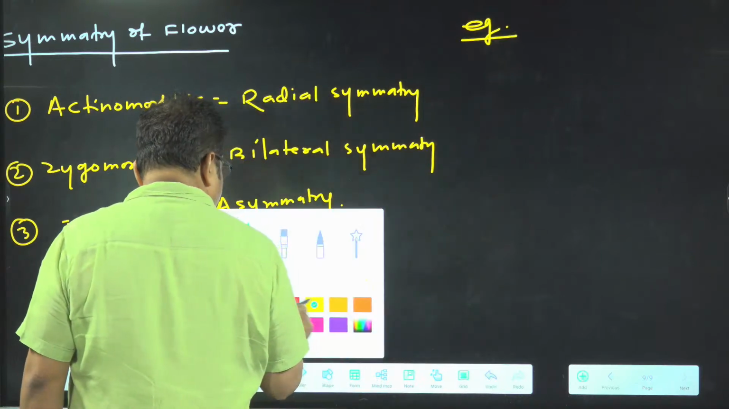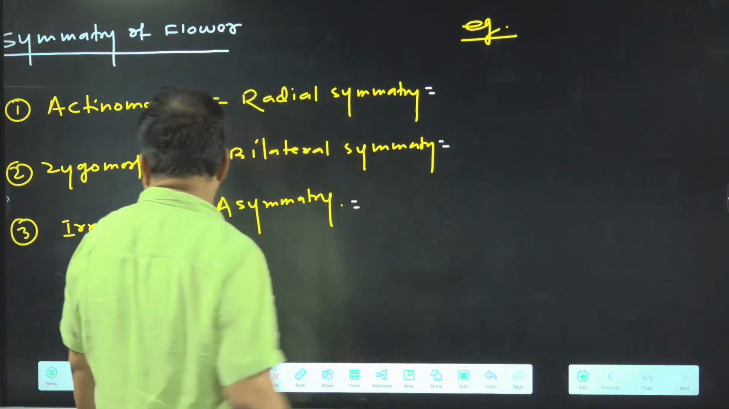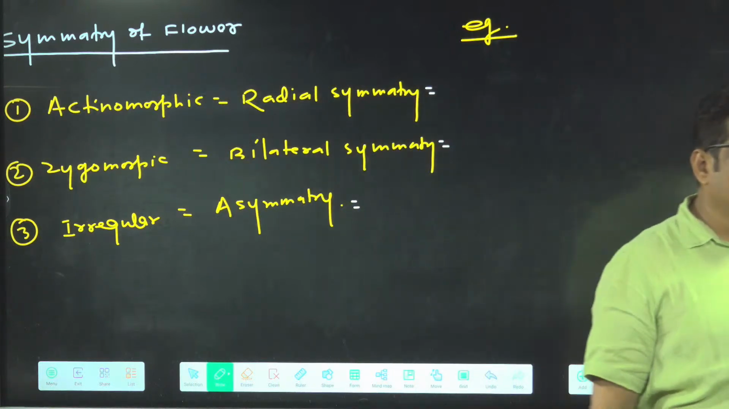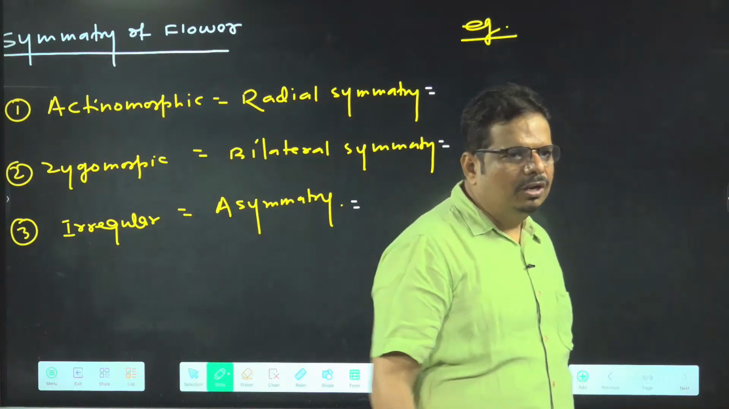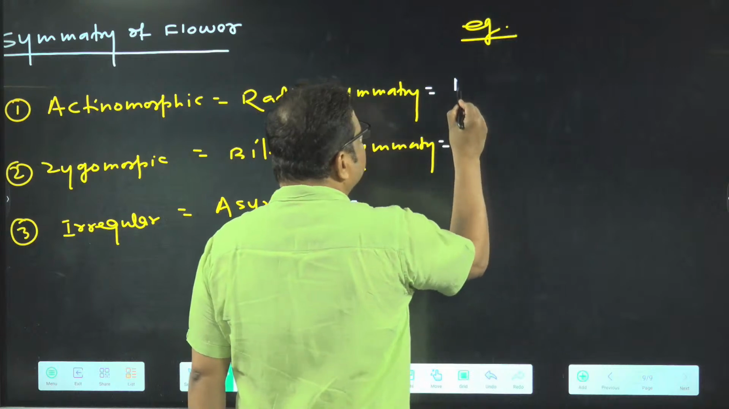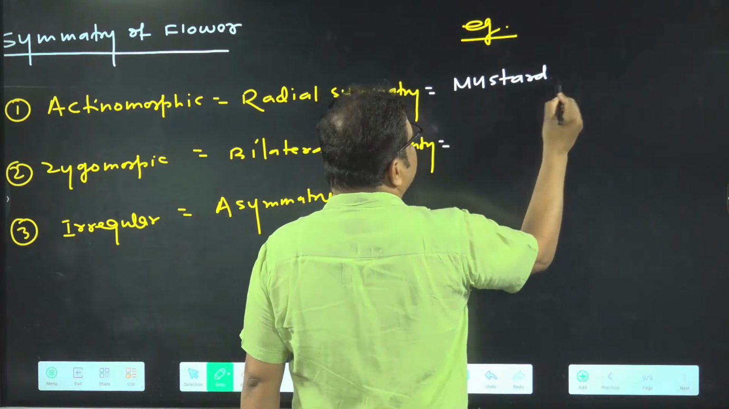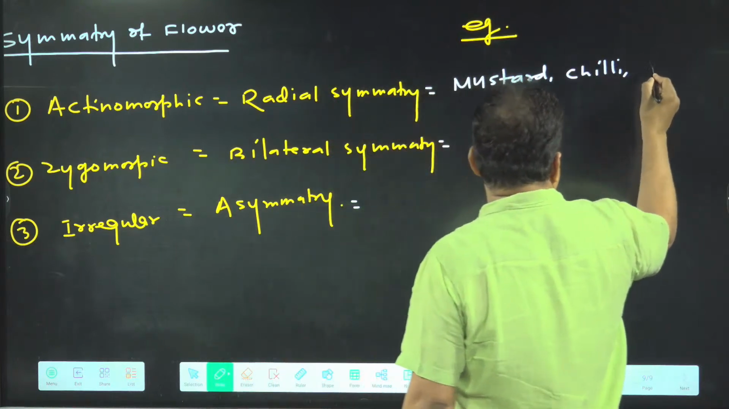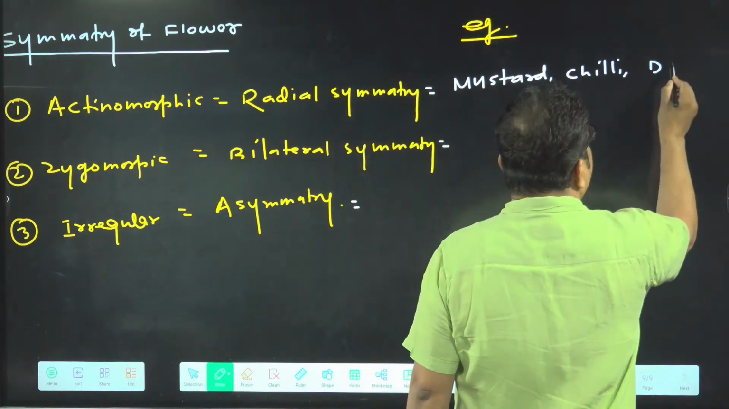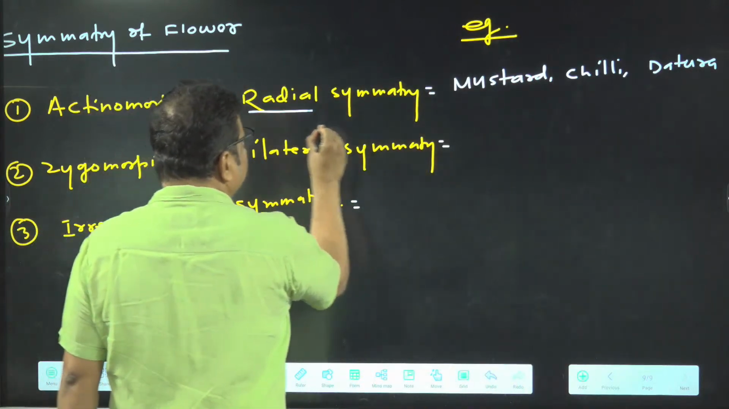Now, without taking the help of NCERT, check your memory. I am not seeing you from here, but definitely I can trust you. Without clicking on NCERT, tell me an example of radial symmetry, actinomorphic. Hurry up. No NCERT. Recall yourself. Try to test yourself. What did NCERT write in the example? Mustard, right? Mustard, chili, dhatura. Very good answer. Some of the students have written it correctly. It is actinomorphic, radial symmetry.